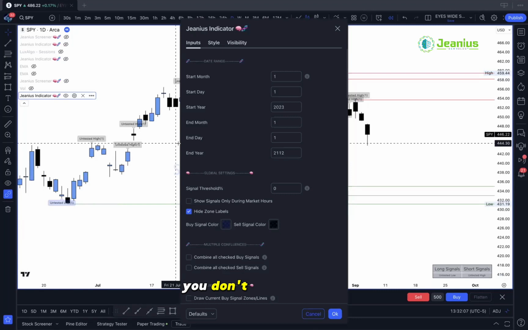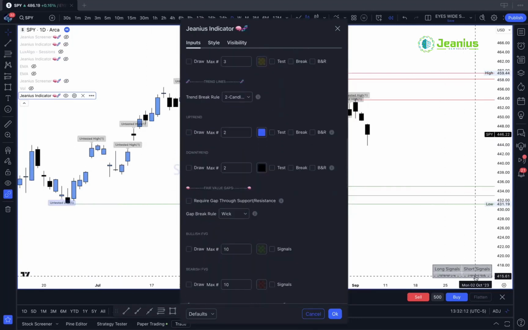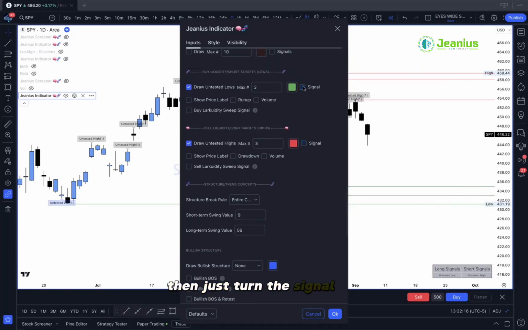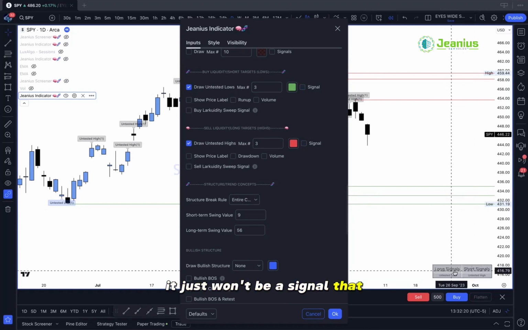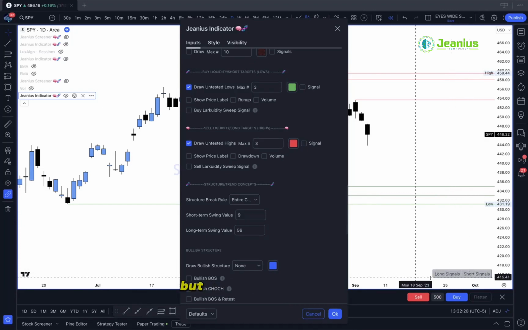So if you notice, the untested high or low signals are a lot cleaner, which is pretty cool. But remember, if this is not something you care to have pop up down here as a confluence, and you just want to see it on your chart, then just turn the signal off. You can still keep the drawing on your chart. It just won't be a signal that's added to your confluence box. Remember, this is your confluence box, or that's how I look at it. But it's also an area where it just shows those signals pop up.